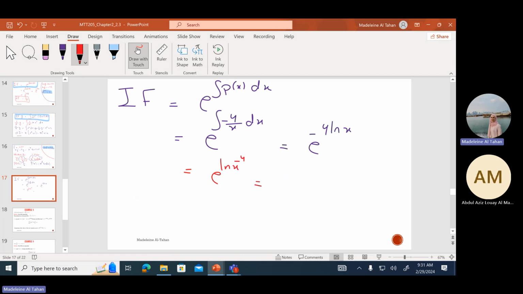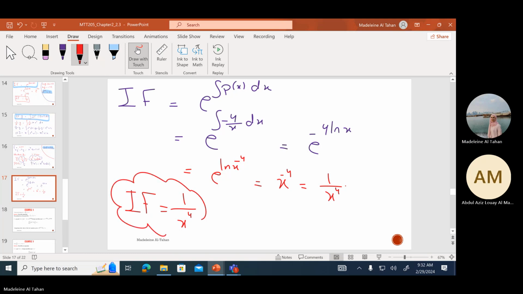So what's the answer? e to the ln of x to the power negative 4, or simply how can we write it? 1 over x to the power 4. So what's our integrating factor? We got this one as our integrating factor. Are we done? Did we find the solution?